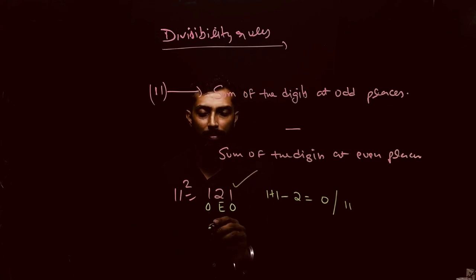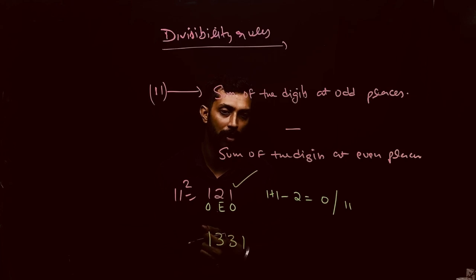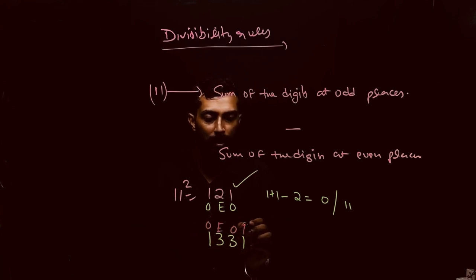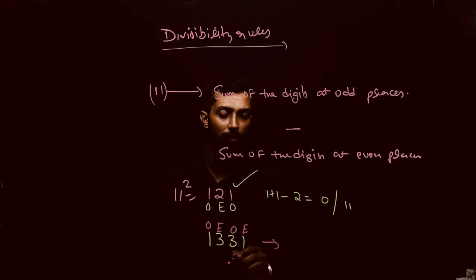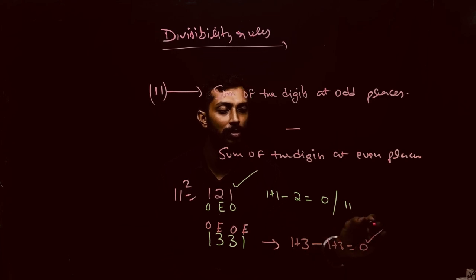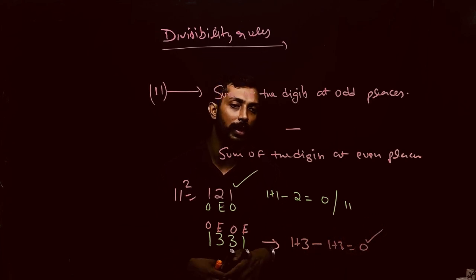Let us take another example, 1331. We know this is the cube of 11. So what are the odd places here? Odd place and odd place. This is the even place, even place. So what will be the sum of odd places? 1 plus 3, minus the sum of even places, 1 plus 3. So that is equal to 0. So this is a number that is a multiple of 11, right?